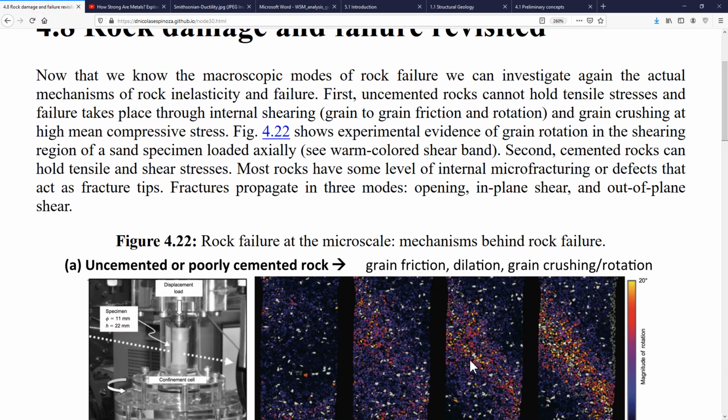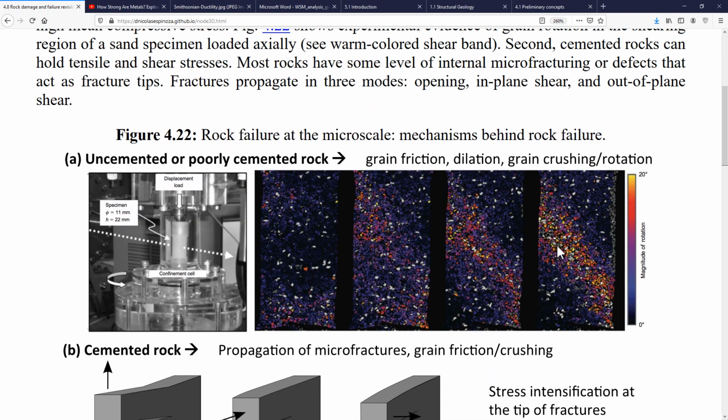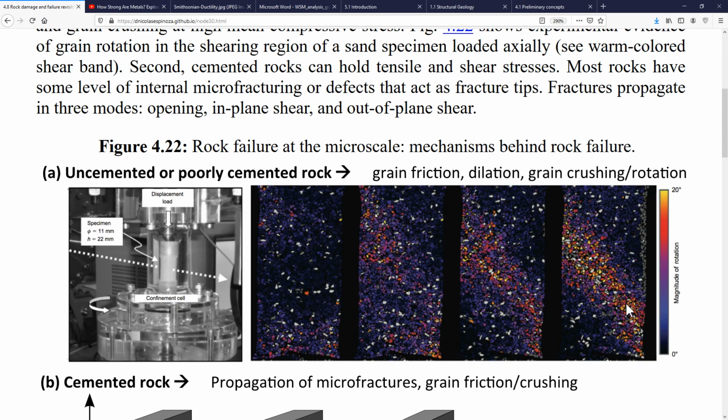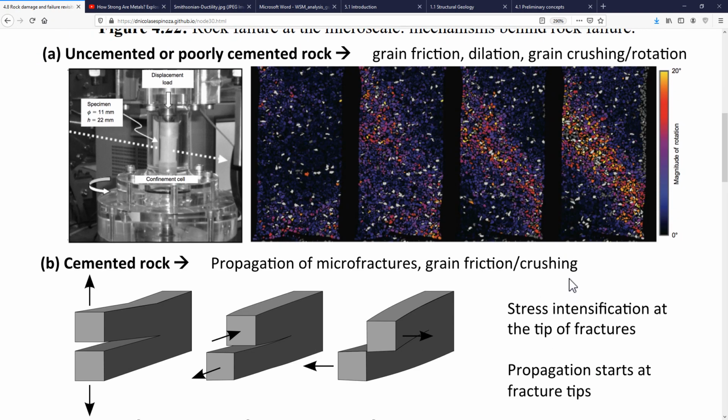And that's exactly what we see over here, where in this example we see how, and this is a real test, how grains rotate at the zone of failure. So we see that we don't have a single fracture, but it's more a distributed failure. And this is what happens in, for example, uncemented sand. In cemented rock, it's going to be different.